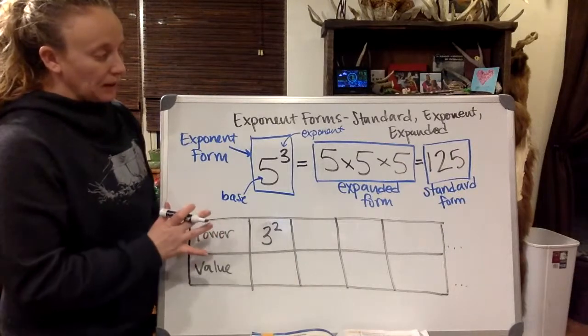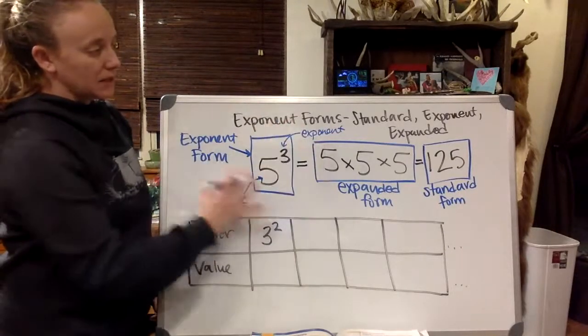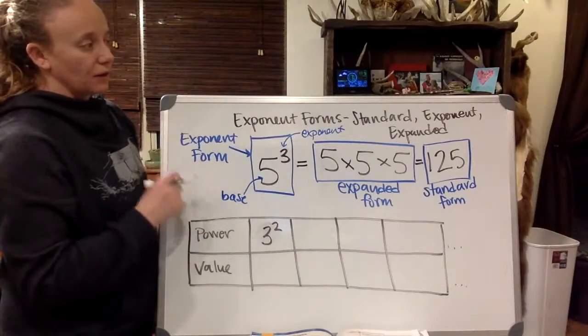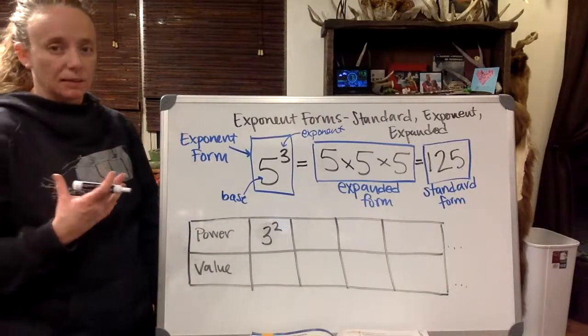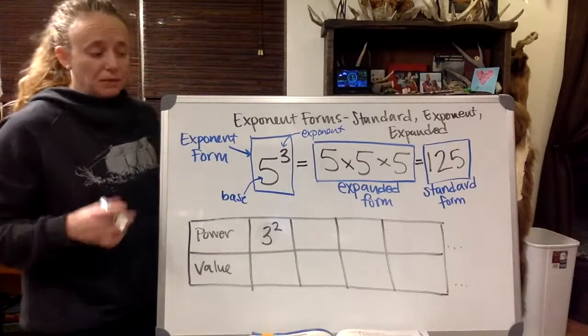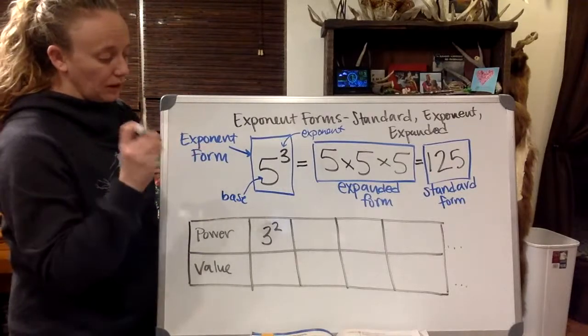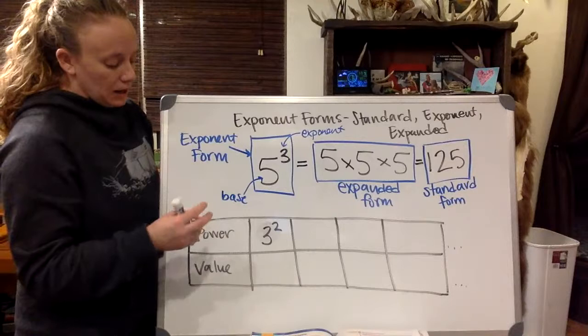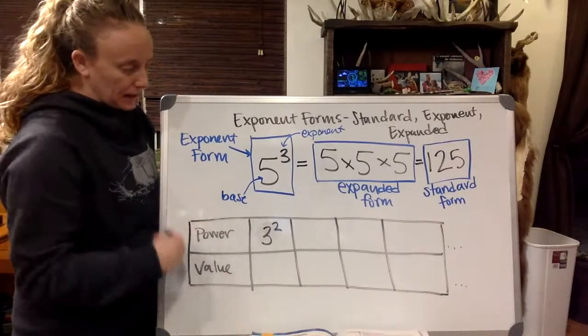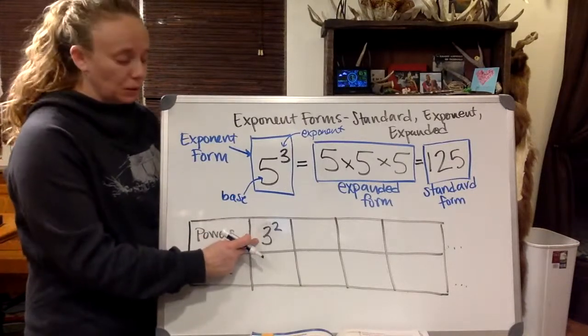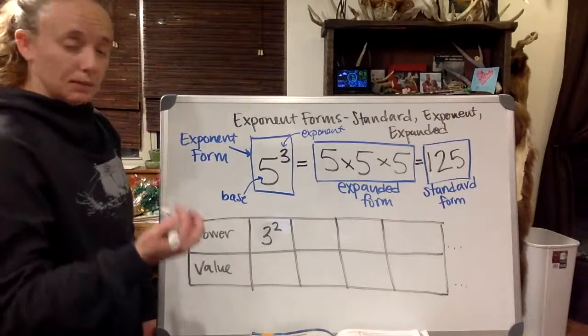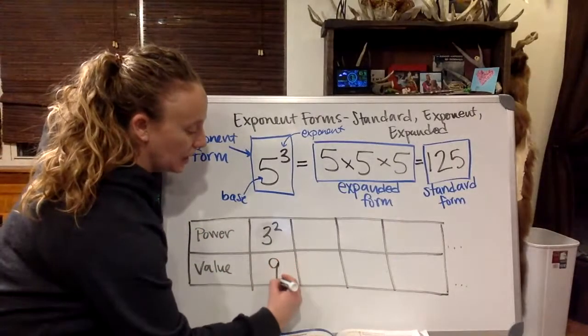All right, so another big thing that we need to take away when it comes to exponent form and standard form and expanded form is this concept of what do exponents actually mean? I want us to take a little bit of that away from this video. So for example, I'm going to create this table here. I'm going to start with 3 squared. We know 3 squared is 3 times 3, so 3 squared is 9.